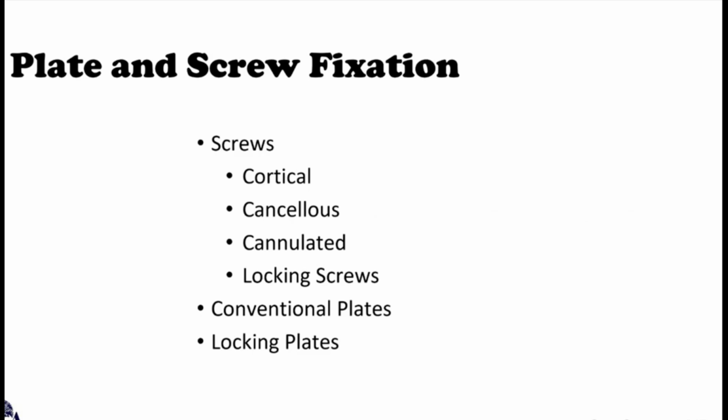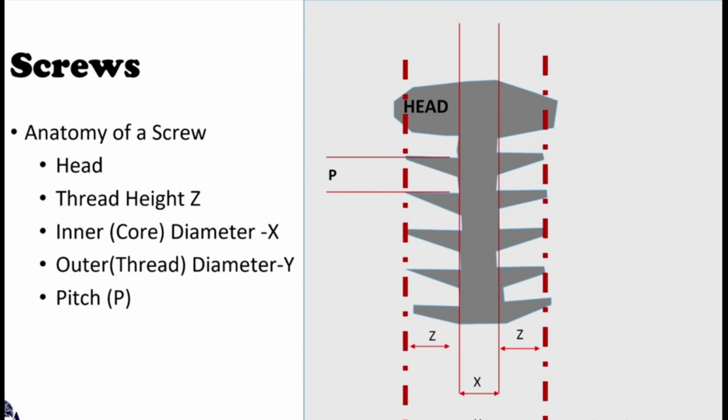What about plate and screw fixation? Well, there are many different types of screws. There are cortical screws, cancellous screws, cannulated screws, locking screws, and then there are conventional plates that don't have locking screws, and then there are locking plates, and sometimes you can do both conventional and locking screws with some of these plates. But you usually can't do locking screws with a conventional plate that has no option to lock the screws. So let's talk about the anatomy of a screw, right?